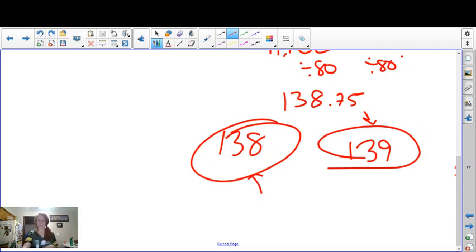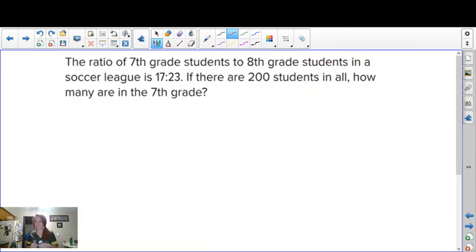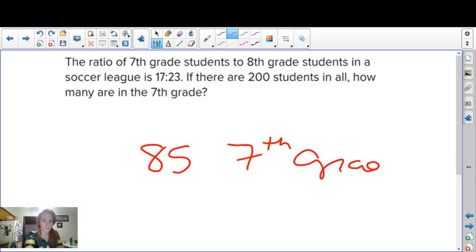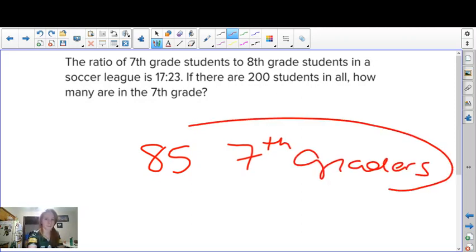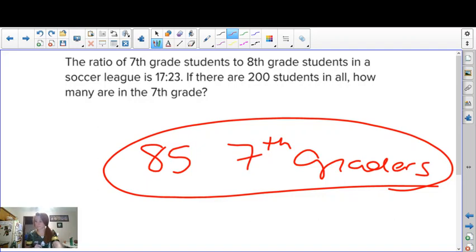Anyways, moving forward. See if you can figure out this one. I'll give you a hint. You need the total first. So there should be 85 seventh graders, and I think I rounded on this one just because of the book. No, I didn't. I don't think I wrote it on that one.